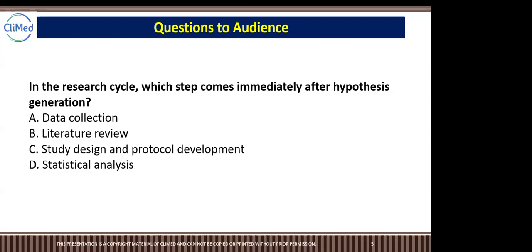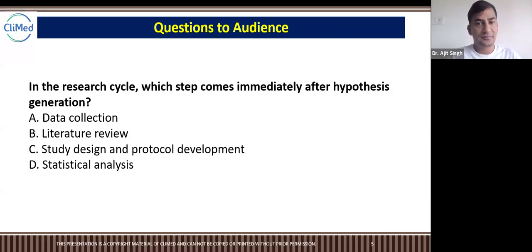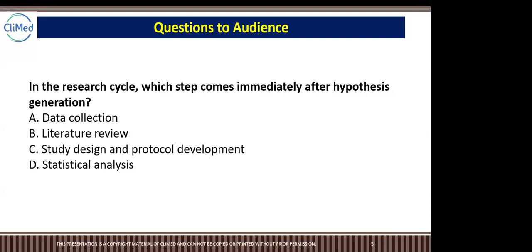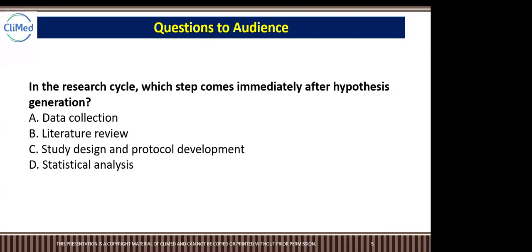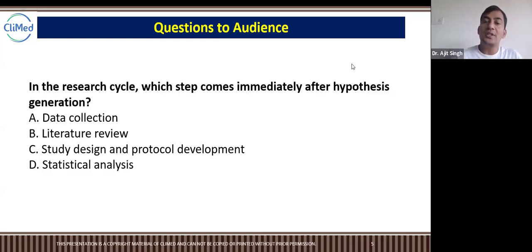Sir, first we identify the problem. After that, we go for literature search, then aims and objectives, then methodology, and after that we go for data collection. Okay. Where is hypothesis generation? Sir, once we analyze the existing resources, based upon the existing resources we come to hypothesis generation. From that hypothesis generation, we do the study design and protocol, then data collection, literature review, and finally analysis. Absolutely correct. So the step which comes immediately after hypothesis will be study design.